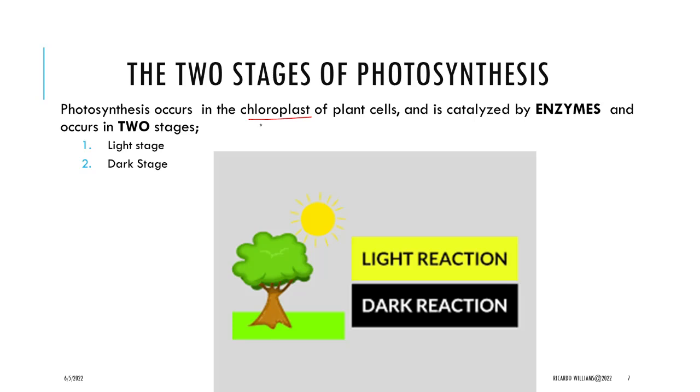So remember, this is occurring in the chloroplast. This is the organelle in the plant cells in which this process, photosynthesis, occurs. Now, in addition to the light and the chlorophyll, we also need enzymes. Enzymes are very important, and we're going to look at how they play their role in this process of photosynthesis. So we say that the process is in two stages, light and dark.